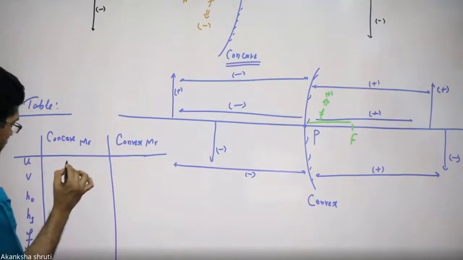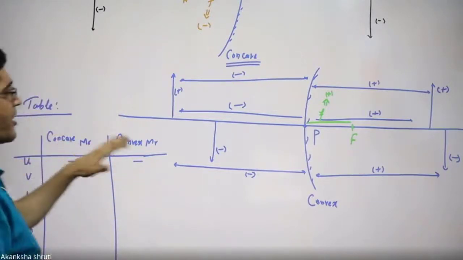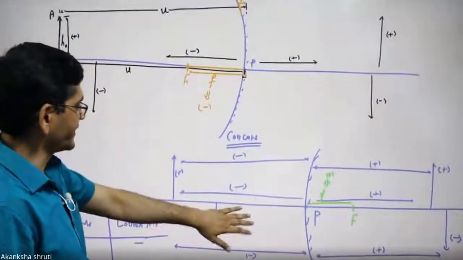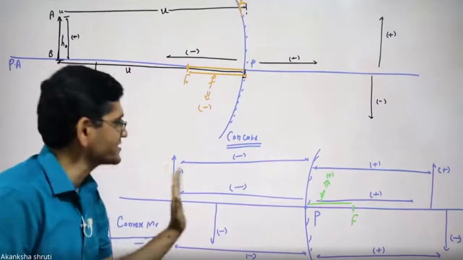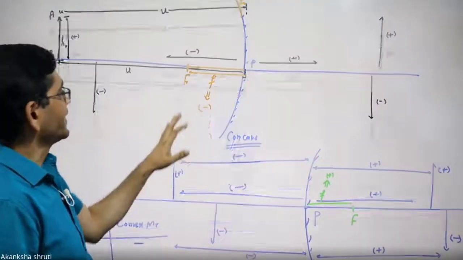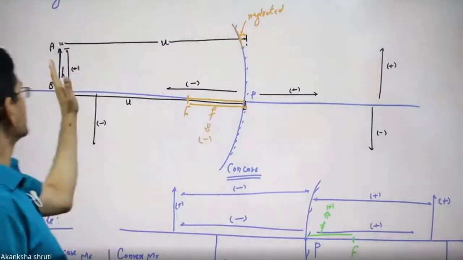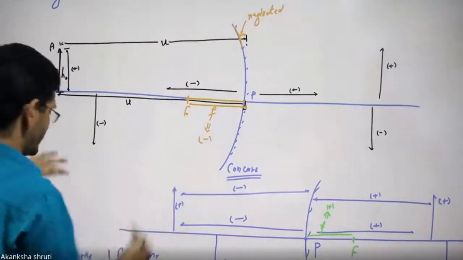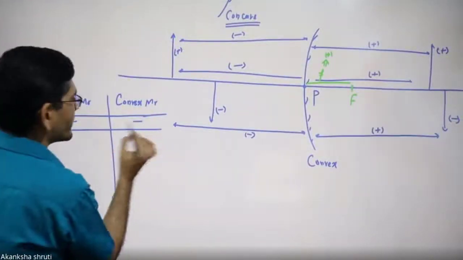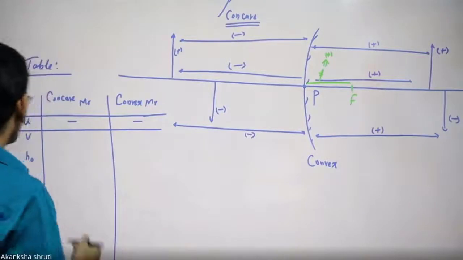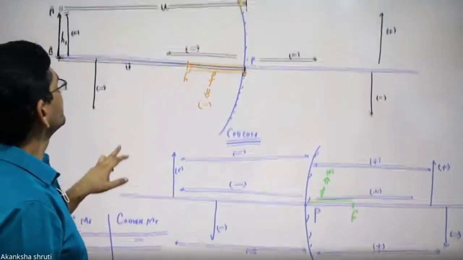So u should always be taken negative, whether concave or convex. Like here, this is the object. The distance measured is on the left hand side from the pole. It is negative. Even for the concave, the object is here. The distance measured is on the left hand side from this pole. It is negative. So the first thing is you have to always take this u negative. Next, coming to v. V is very interesting. What could be the v?